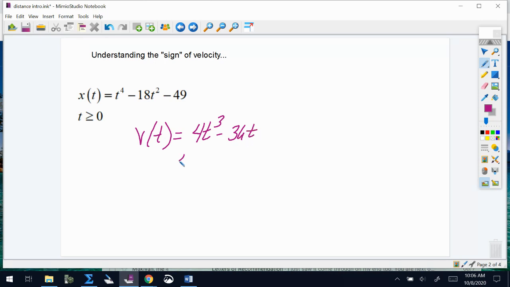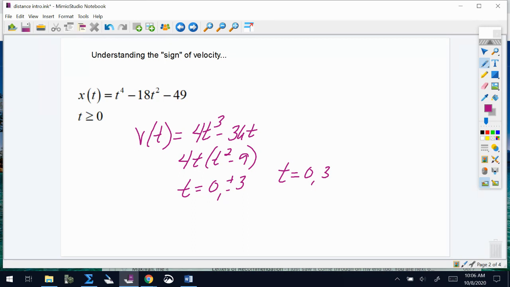We can factor this velocity. This one is one to be done without a calculator. It factors 4t out, and then you get t squared minus 9. So you get t equals 0 and plus or minus 3. However, you can't have a negative time, so we're just going to look at 0 and 3.